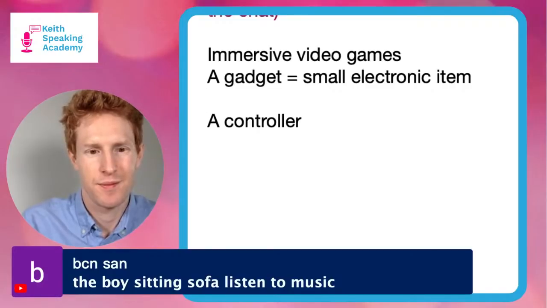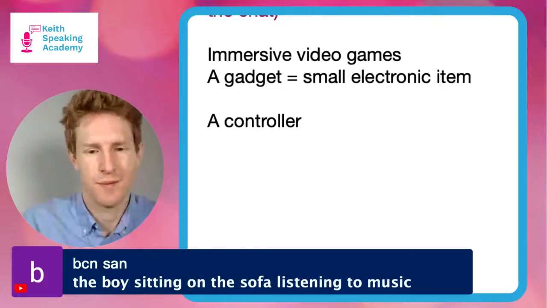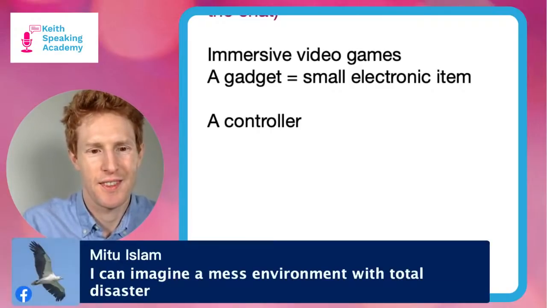The boy sitting sofa. Sitting on the sofa. I'm going to add a nice little preposition there to help you. The boy sitting on the sofa listening to music. Nice. So sofa we got. Let's see what else we've got. I can imagine a messy environment with total disaster. Yeah, 3 kids on video games, probably.